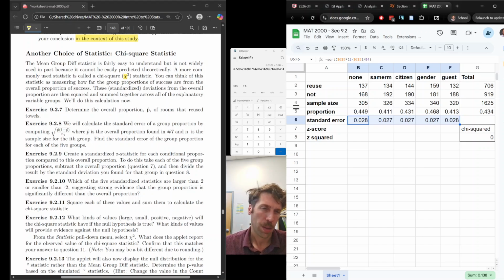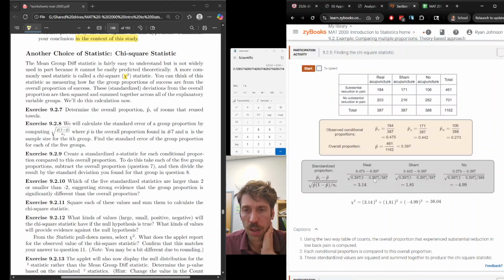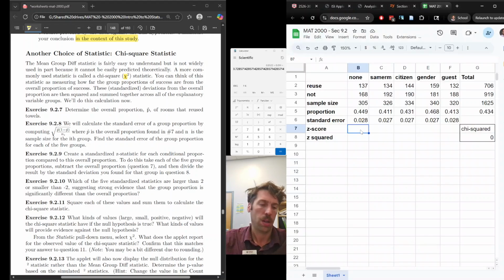All right, number 9, create a standardized z statistic for each conditional proportion. So remember that a z statistic is going to be equal to, and again you can see that in the book, pi hat minus p hat over the standard error. So we'll do equals that.